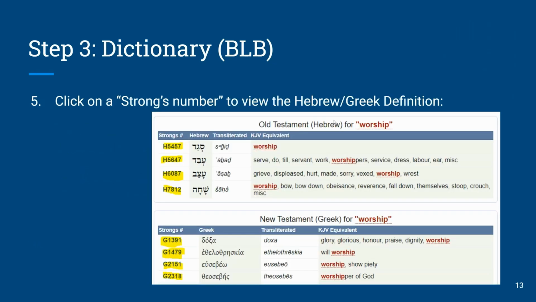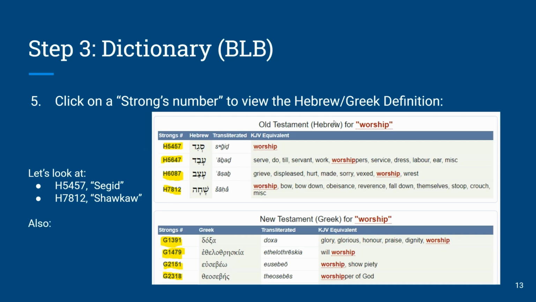So if we click on a Strong's number in this list, you'll see each one of these numbers that we've highlighted in yellow, the codes are linked in blue if you actually go to the website, and we can click into them and view information, basically a dictionary entry for this Greek or Hebrew word. In your exercises, you can separately look at different words. So I would suggest looking at H5457, Segid, and H7812, Shakha.